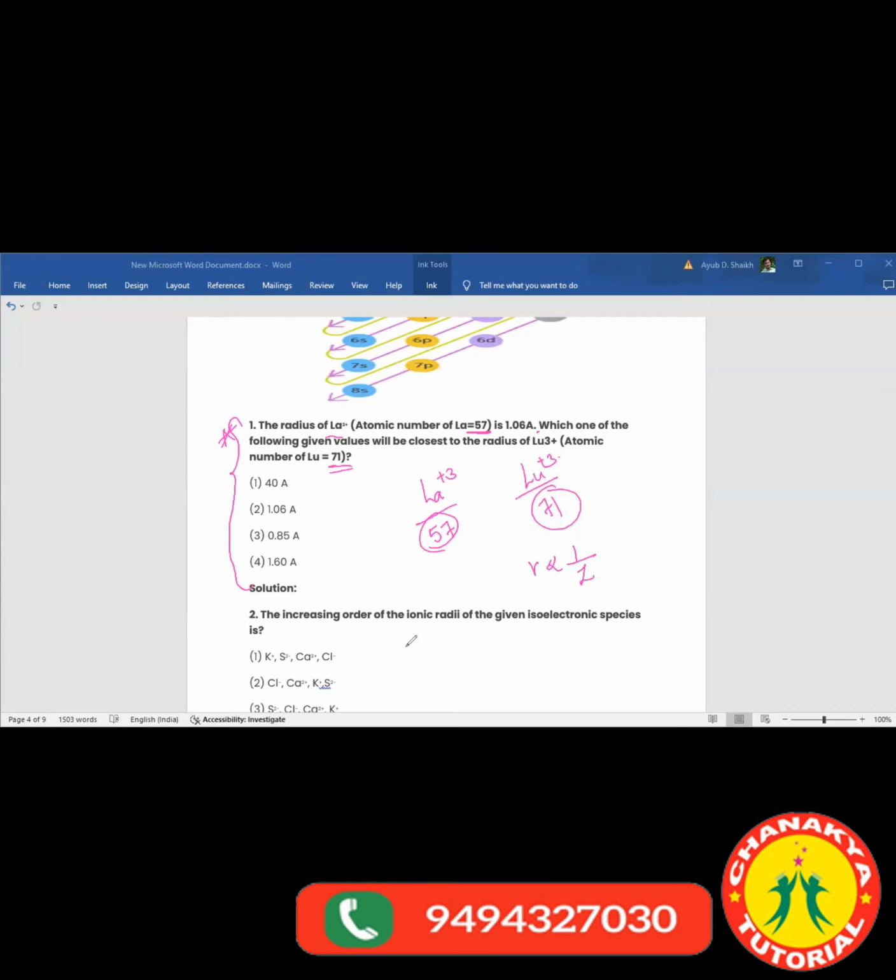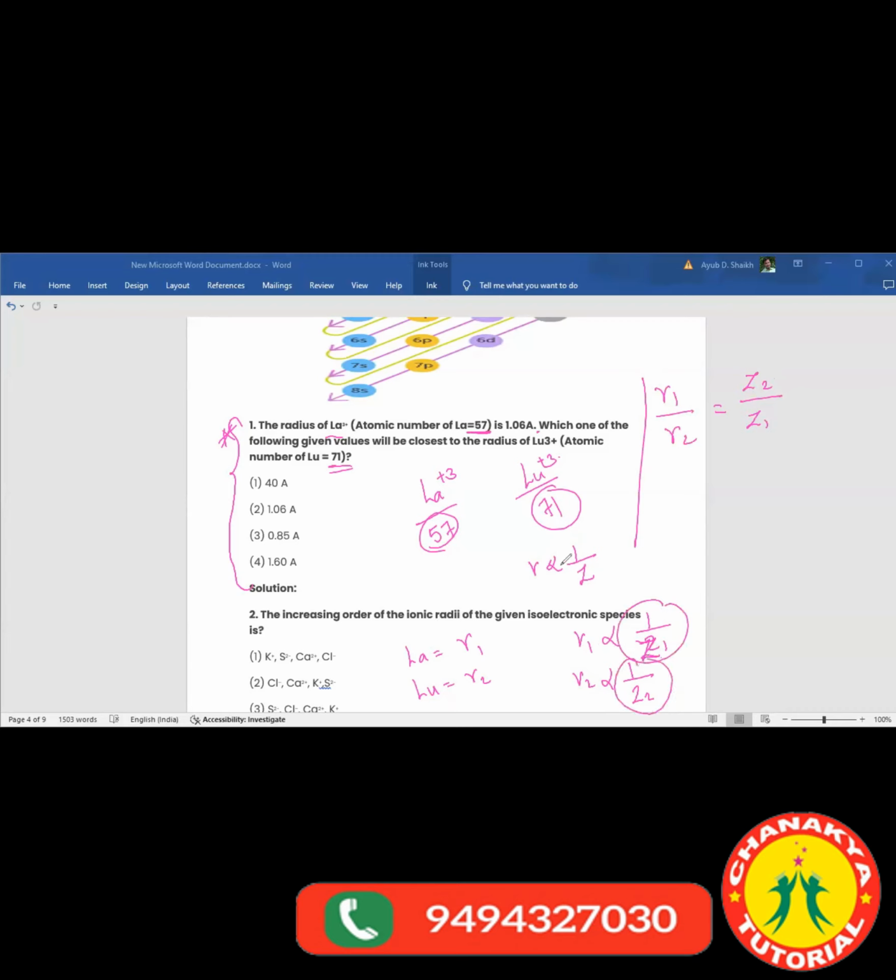Suppose for lanthanum we consider the radius as R1, then the lutetium radius would be R2. If I take the ratio, what will I get? R1 is inversely proportional to Z1, and R2 is inversely proportional to Z2. So take the ratio of these two. R1 upon R2 is equal to, as it is inversely proportional, you get the reverse ratio, that is Z2 upon Z1. Correct? Yes, ma'am, because they are inversely proportional.